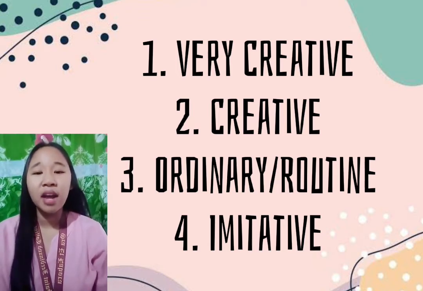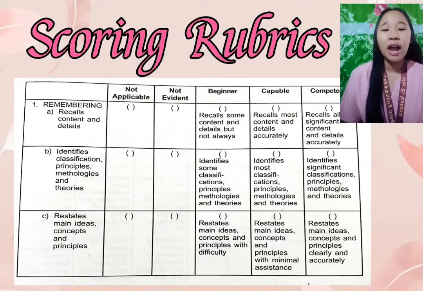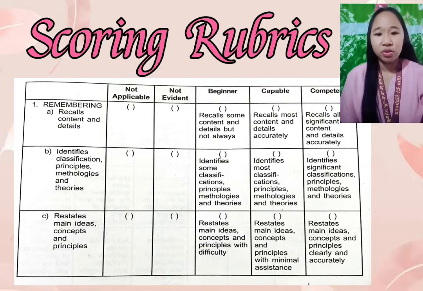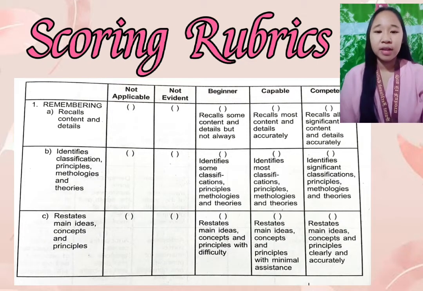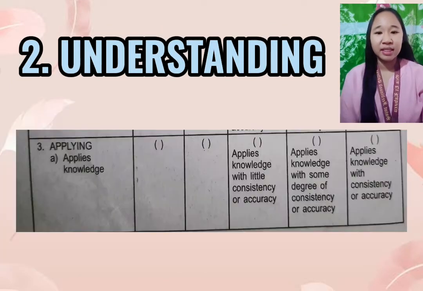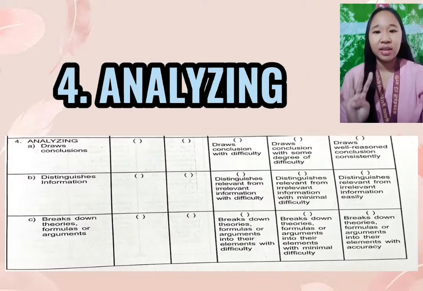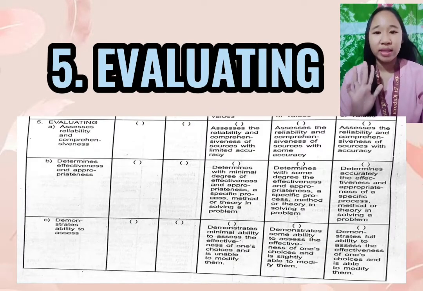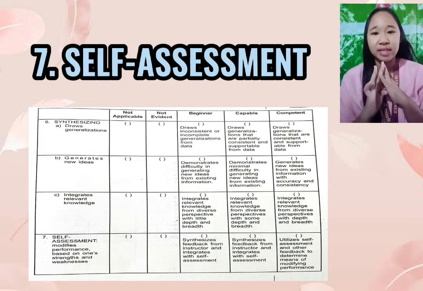When we open our books on pages 55 to 62, there are examples of scoring rubrics adapted from Peter Hernon, Robert Dugan, and Patricia Benner. First is remembering, second is understanding, third is applying, fourth is analyzing, fifth is evaluating, sixth is synthesizing, and seventh is self-assessment.